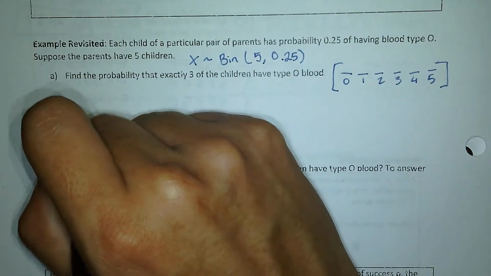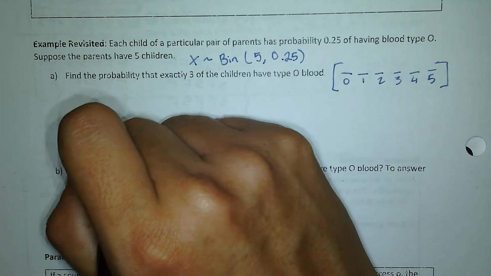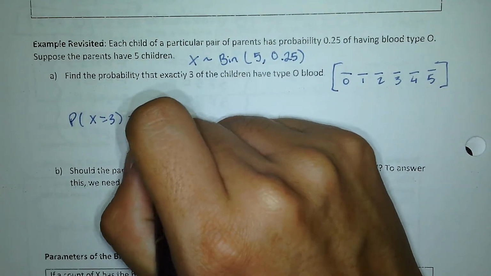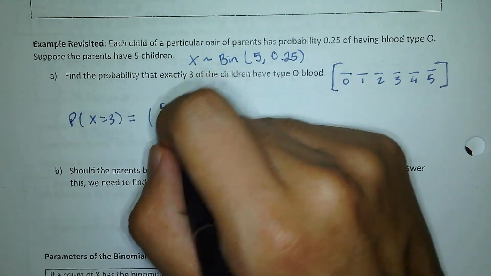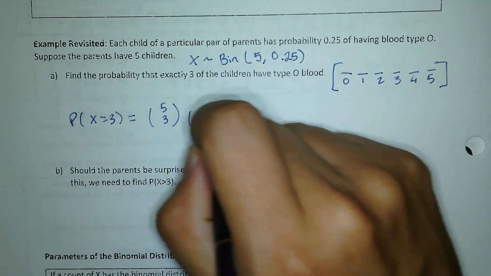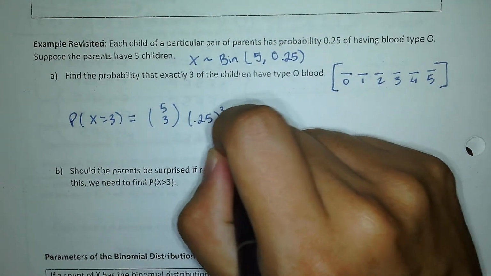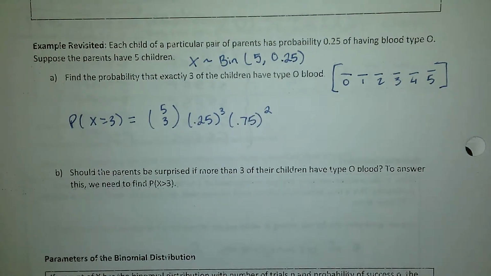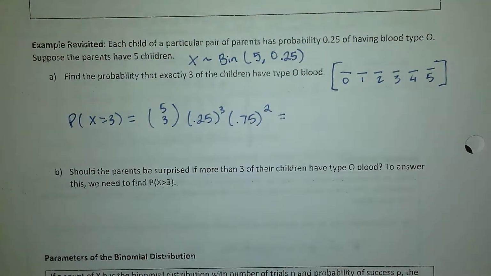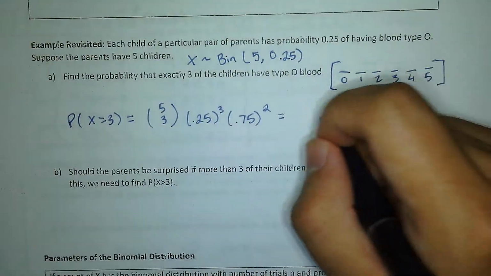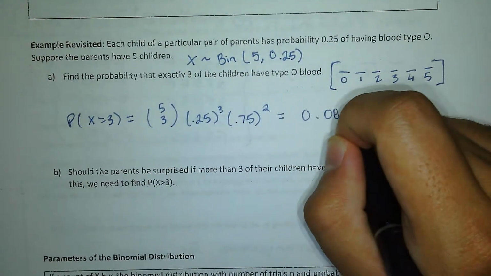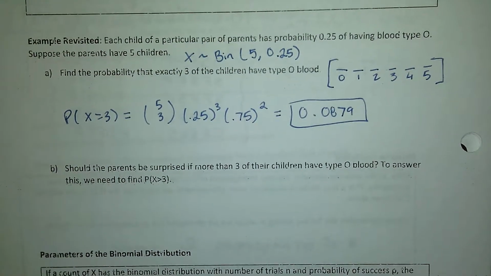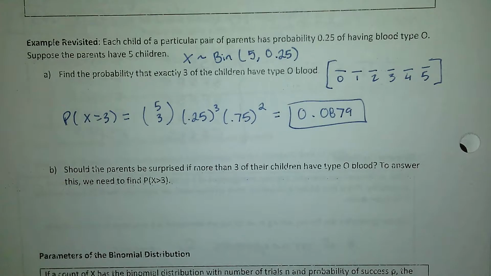Now we would go into our probability statement. So we have x equals 3, and this looks like 5 choose 3. The probability of success would be 0.25, and there are 3 successes, times the complement here, which would be 0.75, and there are 2 failures. When we do this, the probability of having exactly 3 children with type O blood would be 0.0879. So that's just an easy way to verify this with our model.